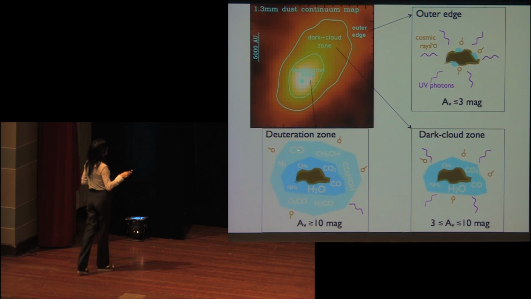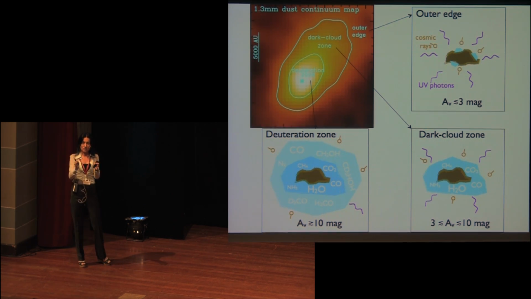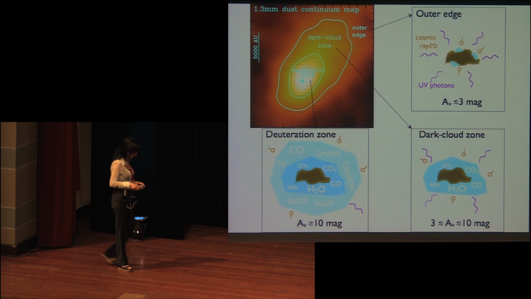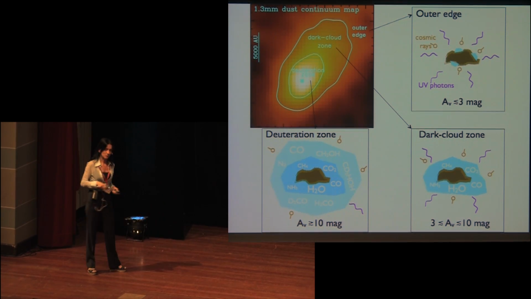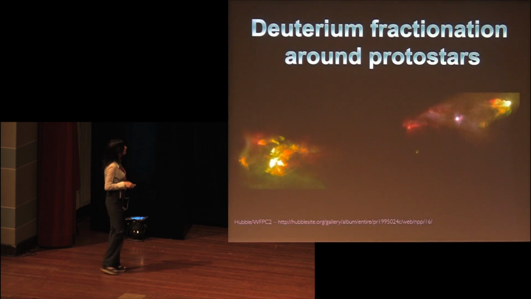And then if you go into the deuteration zone, we predict and we think that these ice mantles become significantly large, probably a significant fraction of the radius of the original dust grains. Okay? So this is all, say, initial conditions.